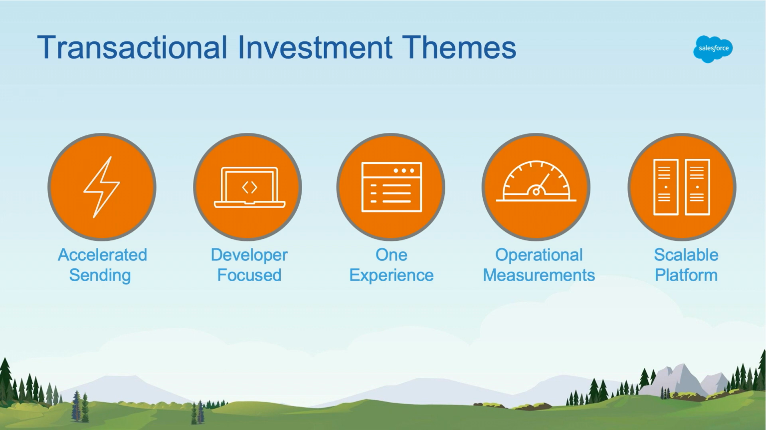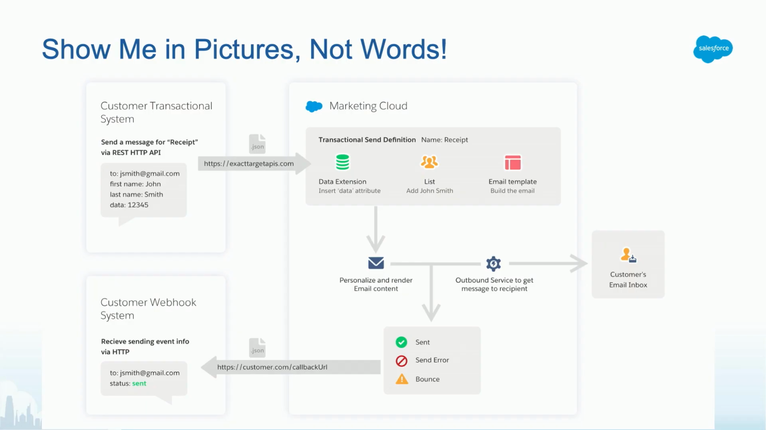And this is all done on a new scalable platform. So if you're familiar with triggered sends on Marketing Cloud, we had a certain queuing paradigm. This is now all implemented through a new in-memory queuing process we call direct inject, which basically takes the request from the servicing machine and pushes it right into the rendering engine. So that was a lot of words. Let's talk about it, though, as a picture.